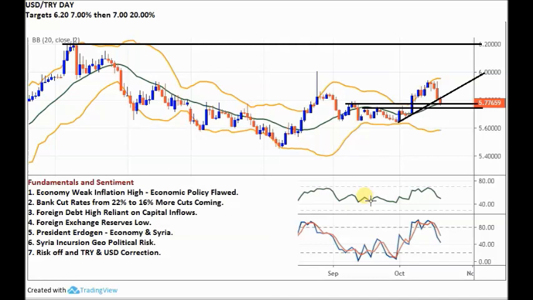This pair is in the guest pair section of our member center if you wish to follow it on a daily basis. But that is the way I see the trade right now. So we'll see what happens in the coming week.